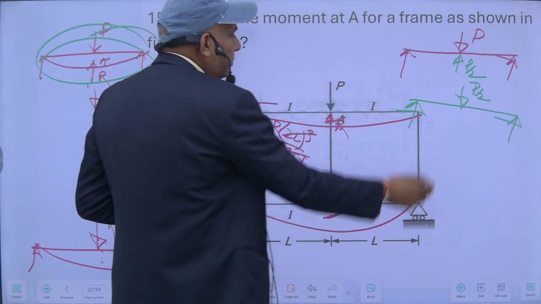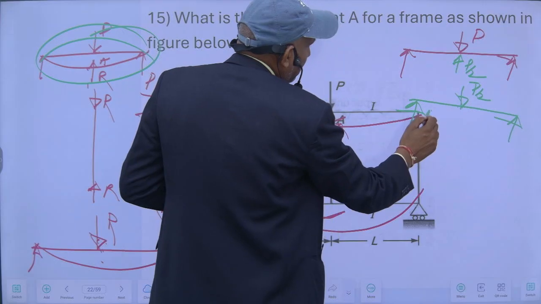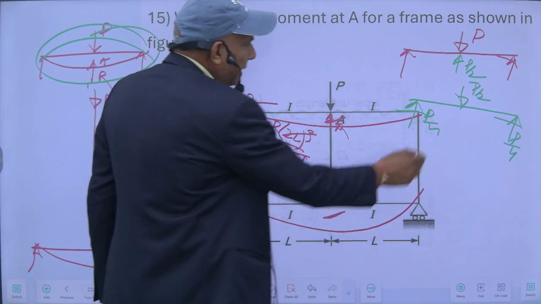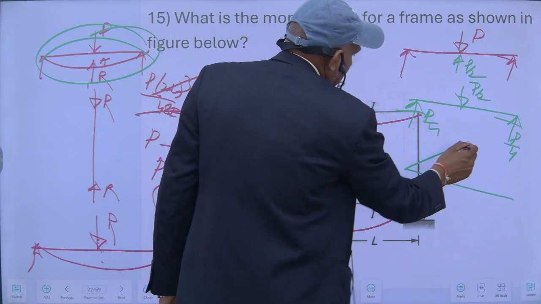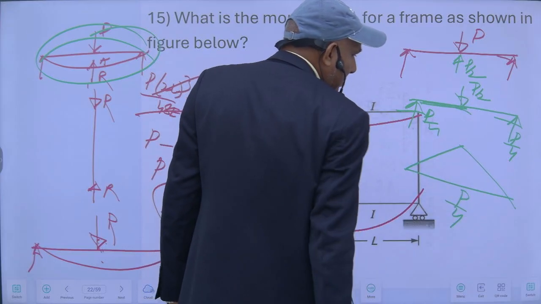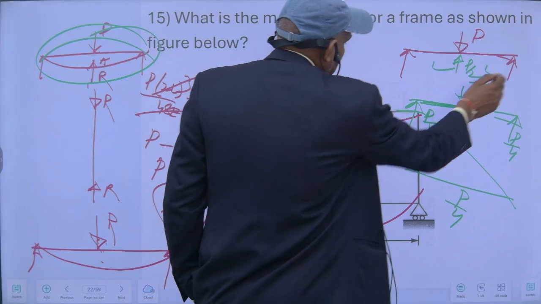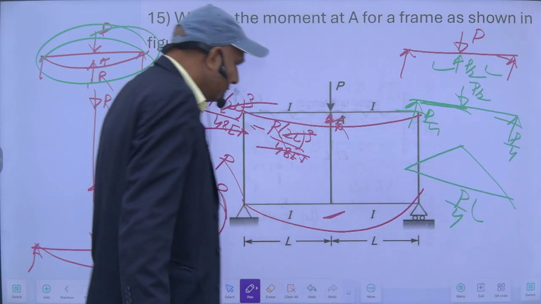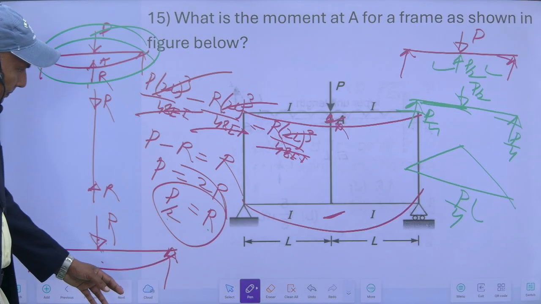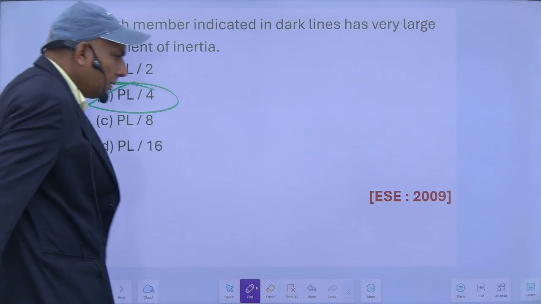Now if I want to know the moment at this point, then half of this will be the reaction. So it will be P by 4, P by 4. The moment at this will be P by 4 into this distance, and this distance is equal to L. This will be PL upon 4. So this PL upon 4 is the right option.